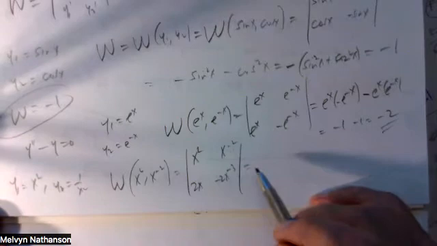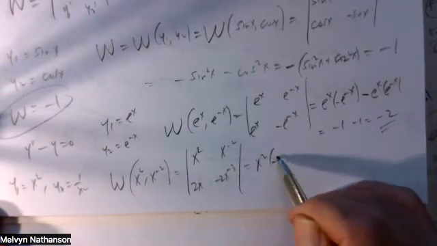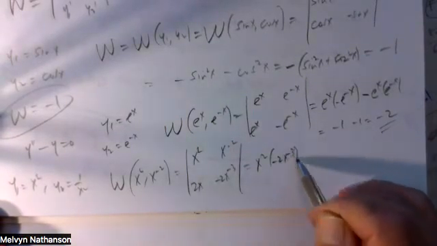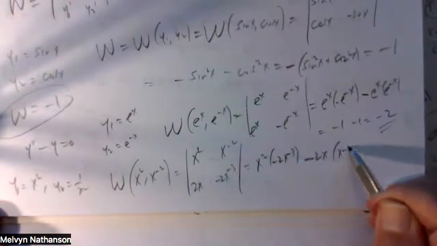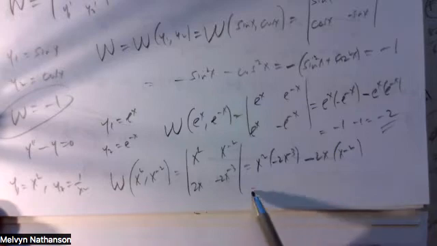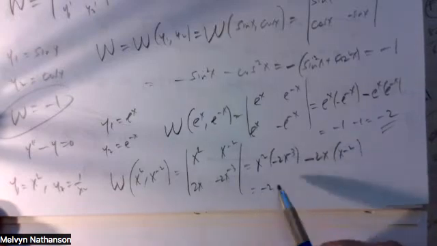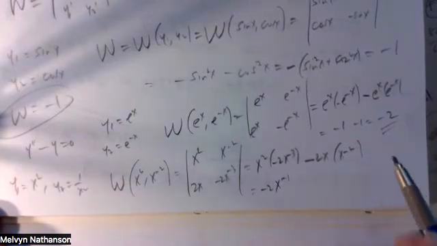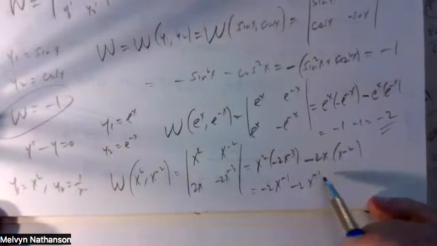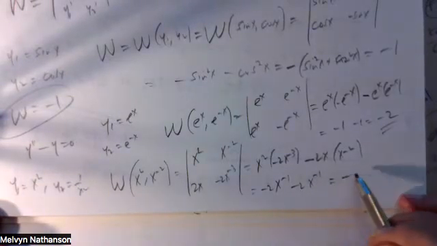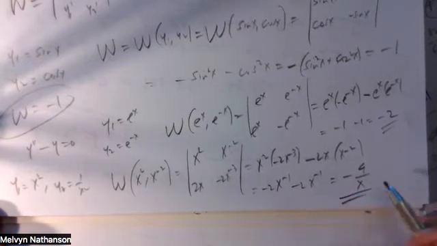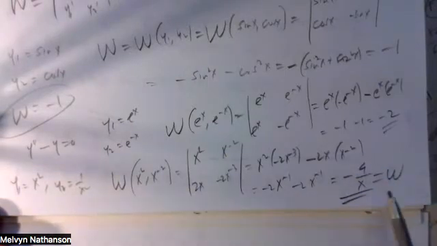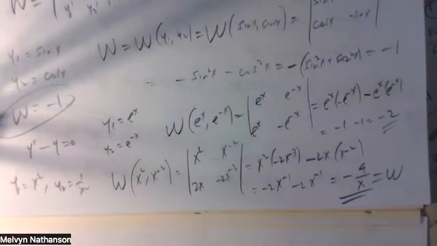When you calculate the derivative, you get x squared times minus 2x to the minus 3, minus 2x times x to the minus 2. So this is minus 2x to the minus 1 minus 2x to the minus 1. That's minus 4x to the minus 1, or minus 4 over x. So for these two functions, this is the Wronskian.